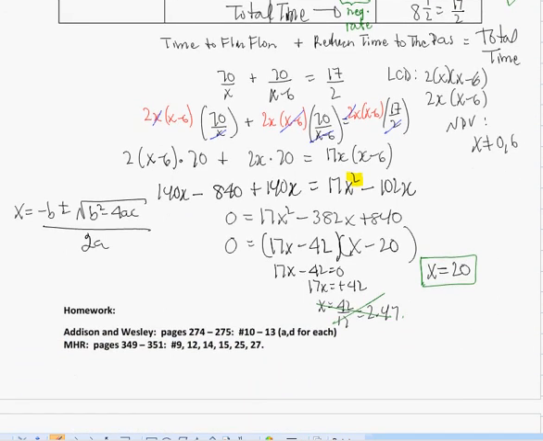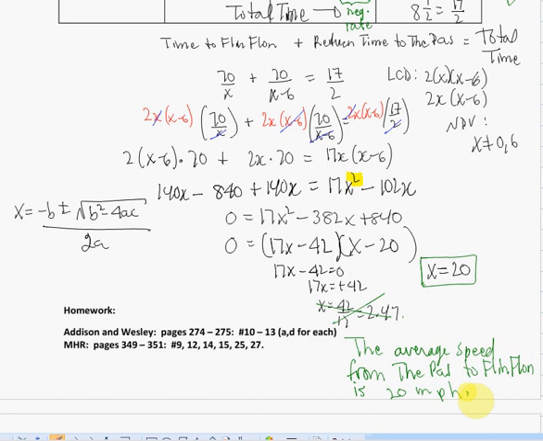Okay, and so then you write yourself a sentence. The average speed from The Pas to Flin Flon is 20 miles per hour. Okay, and you're done.